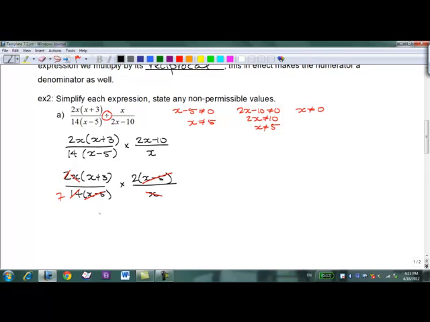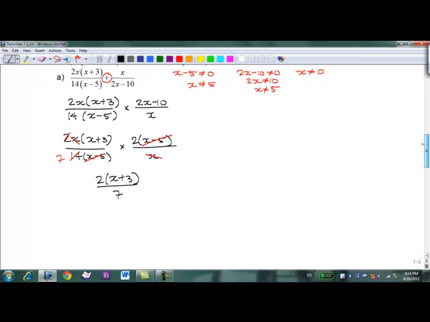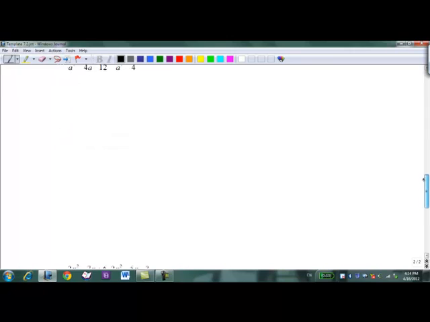So what we end up with is a 2 up top and an x plus 3, and in the denominator we have a 7. So there it is. There's a simplified expression where we're dividing, and we took care of any non-permissible values. So let's take a look at a couple more examples. Maybe I'll do one more, and then you can try the second one. Let's go through this a little bit quicker.